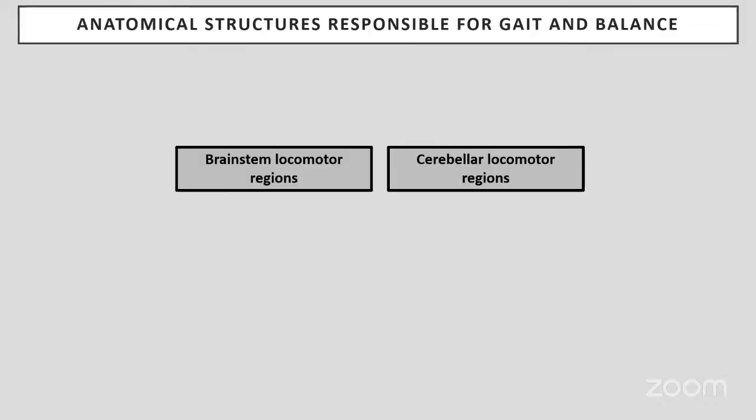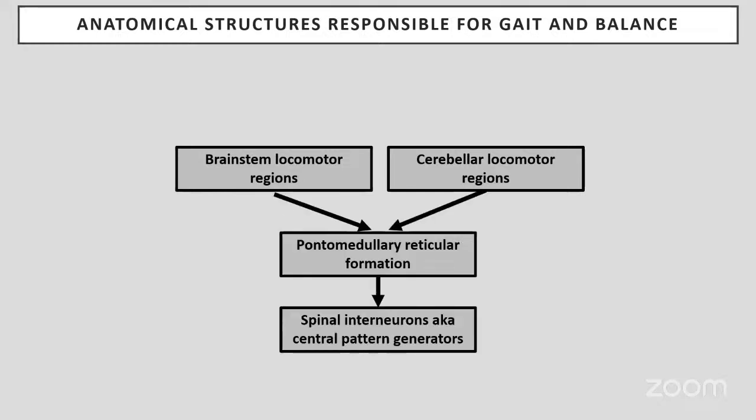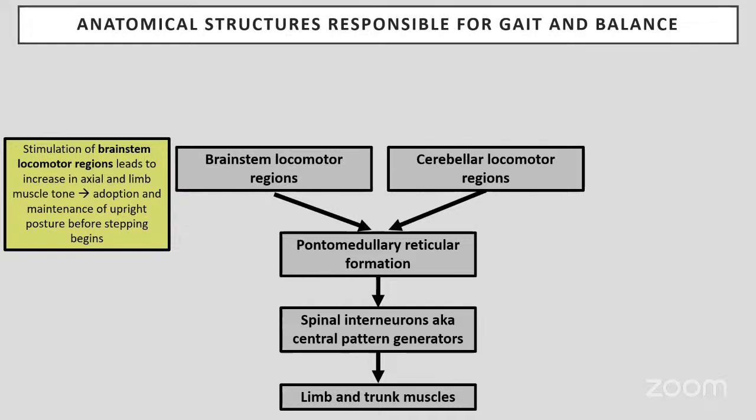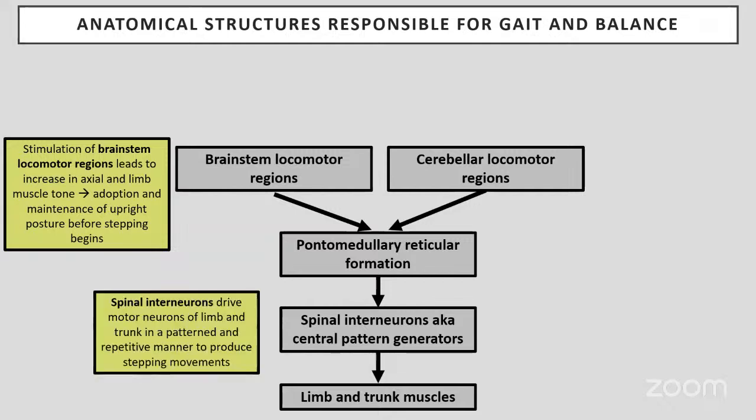Sir, the major regions are brainstem locomotor regions and cerebellar locomotor regions. They provide input to the pontomedullary reticular formation, which provides the input to the central pattern generators, that is the spinal interneurons. So these then provide further input to the limb and trunk muscles. The stimulation of the brainstem locomotor regions leads to increase in axial and limb muscle tone, thereby adoption and maintenance of upright posture before the stepping begins. And the spinal interneurons drive the motor neurons of the limb and trunk in a patterned and repetitive manner so as to produce stepping movements.